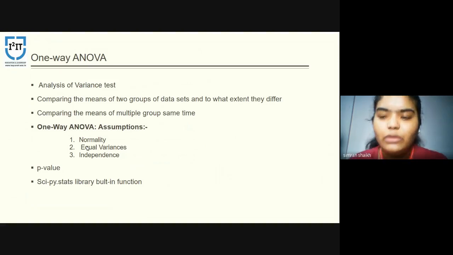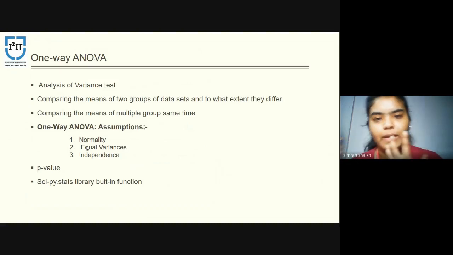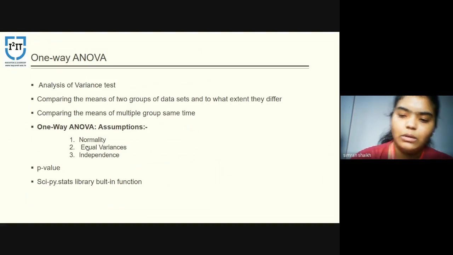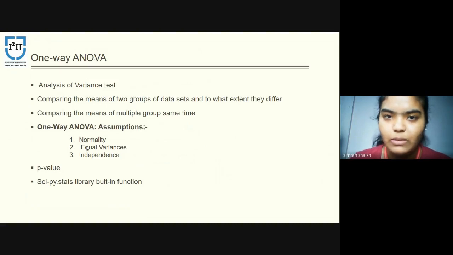The observations in each group are independent of each other, and the observations within the group were obtained as a random sample. Okay, now the p-value. If I were to go manually to explain ANOVA, it would really take a very long time because it's very complicated.